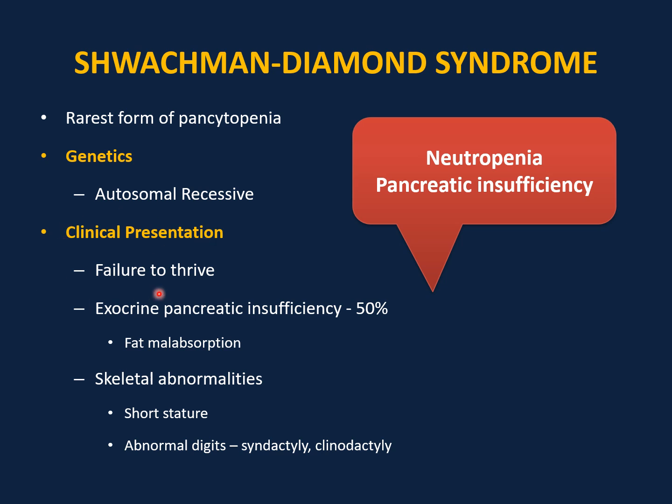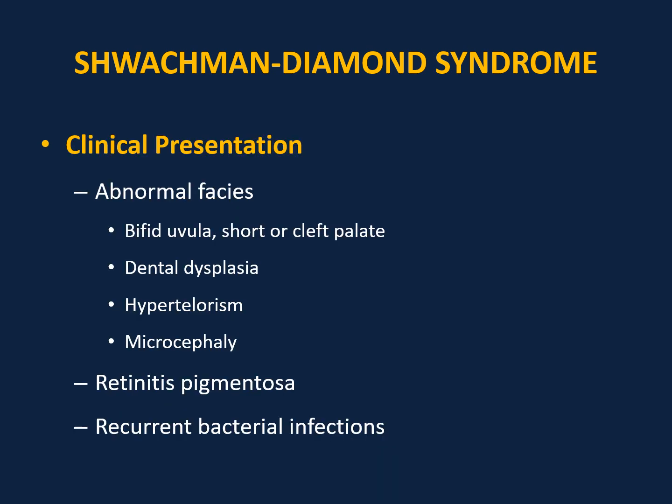Clinical presentation: failure to thrive because of fat malabsorption because of pancreatic insufficiency, associated with skeletal abnormalities, short stature, abnormal digits like syndactyly or clinodactyly. Also, this disease can be associated with abnormal facial features, bifid uvula, dental dysplasia, hypertelorism, microcephaly, retinitis pigmentosa, and recurrent bacterial infections.